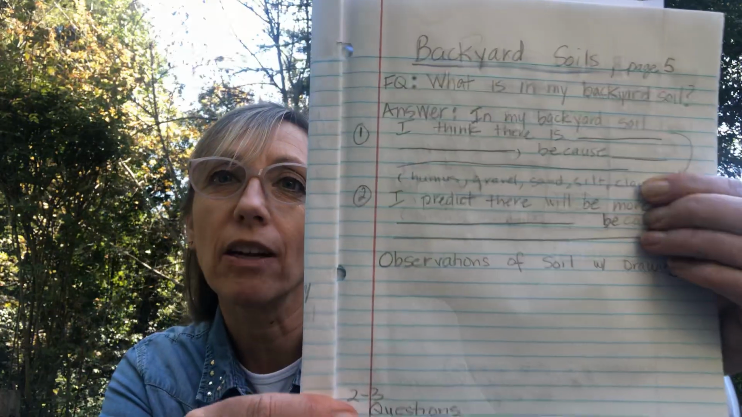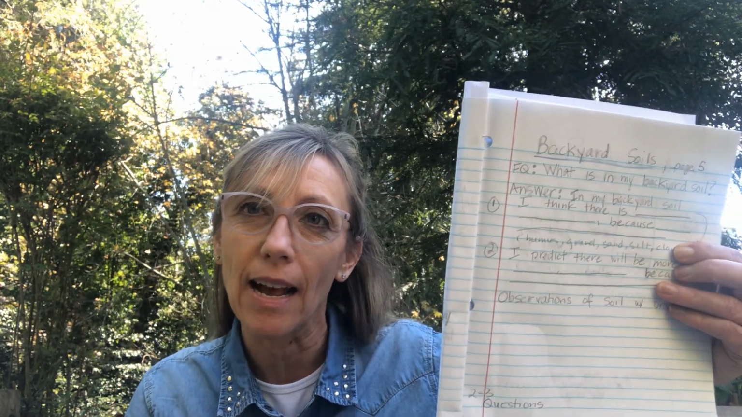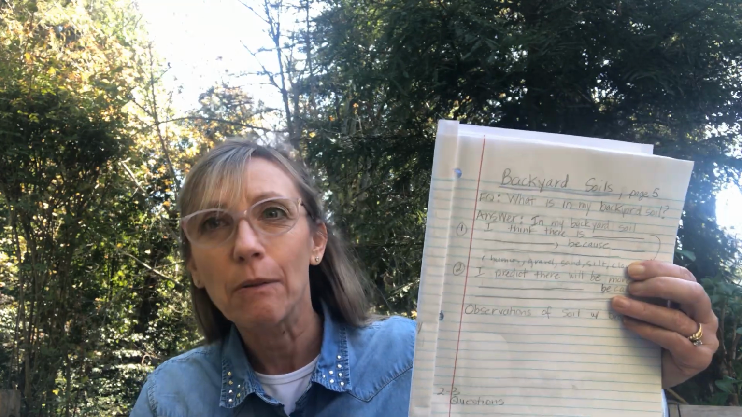So you were supposed to predict what was in your backyard soil, and I read a lot of your predictions. A lot of you put humus, sand, and I think clay were the most common predictions. And then you mixed it up with water and you let it settle. So you have this layered look. Now you have to look really closely to see the layers in your glass.